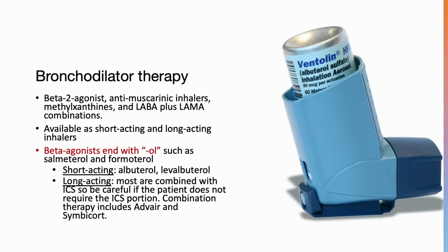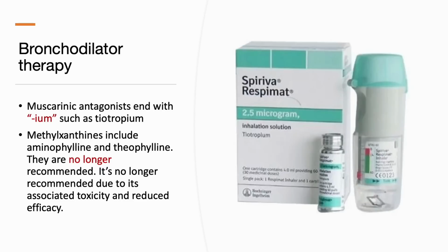Long-acting beta agonists are commonly combined with inhaled corticosteroids. So be careful if the patient does not require the steroid portion. Combination therapy includes Advair and Symbicort. Muscarinic antagonists end with IUM, such as tiotropium. Methylxanthines include theophylline. Theophylline is no longer recommended due to its associated toxicity and reduced efficacy.